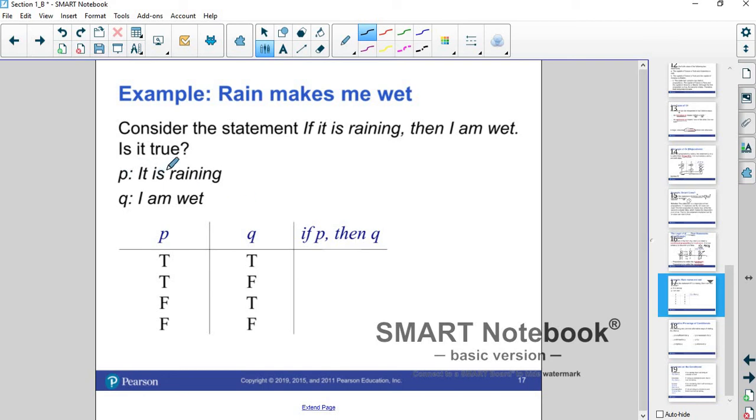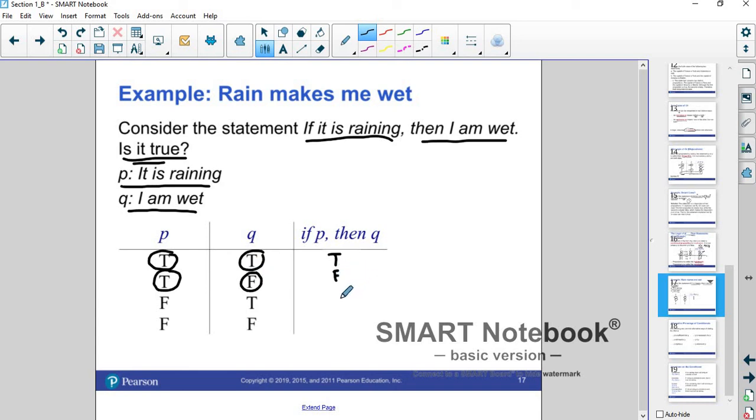Okay? So, consider this statement. If it is raining, then am I wet? Is that a true statement? Well, we'll let P be it is raining, Q be I am wet. If P is true, it is raining. If Q is true, then I am wet. So is the statement, if it is raining, then I am wet, true? Apparently so, because it's raining, I'm wet, it must be true. And in the second row, this true means that it is raining still, but I'm not wet. I don't know how. I brought an umbrella, I stayed inside, I don't know, whatever. But obviously, if it is raining, then I am wet is not a true statement because I'm not wet.